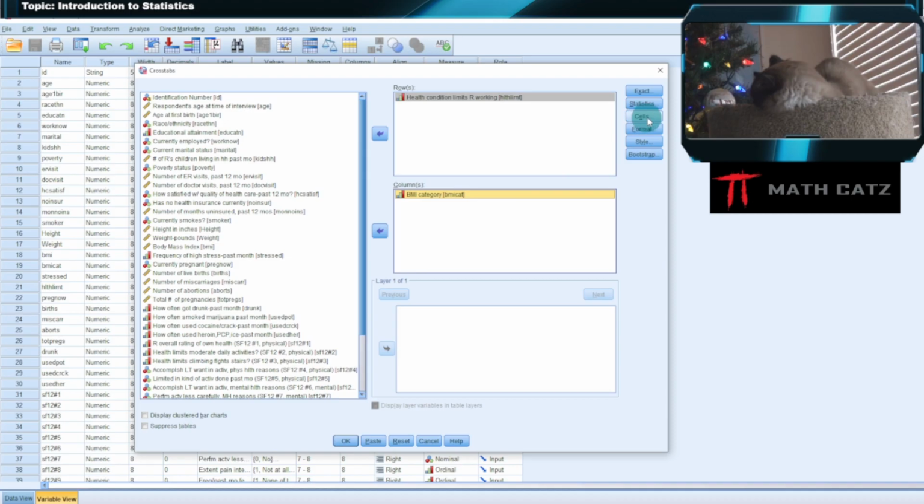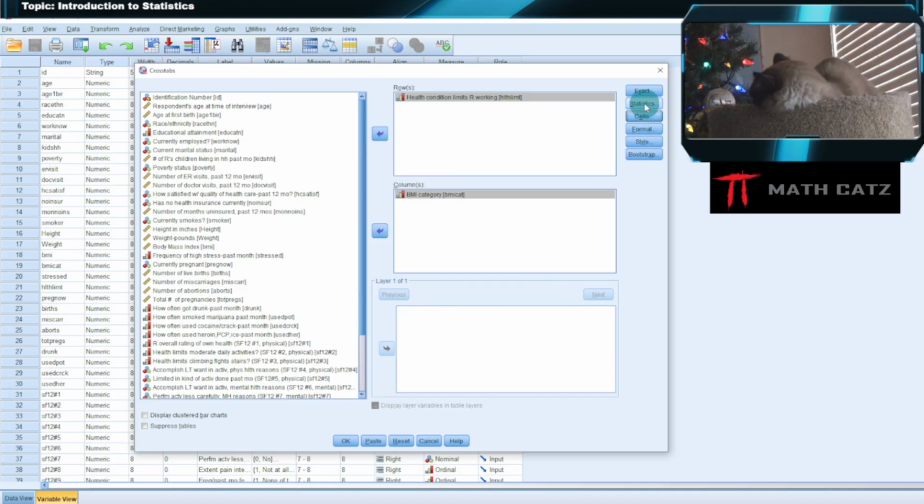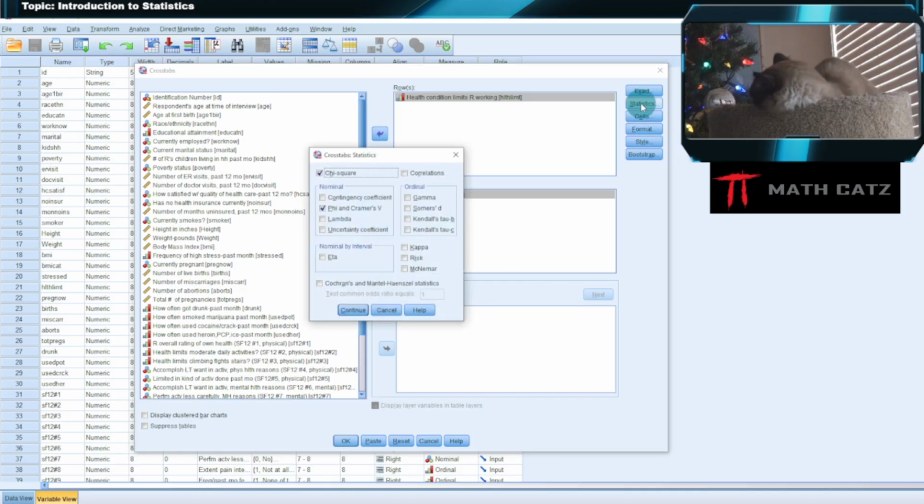Then let's click on the Cells button here on the right. We want to check that observed is checked, and expected. Row and column percentages, though those may be optional depending on the questions you want to answer. We'll click on Continue. Then above that, the Statistics button.